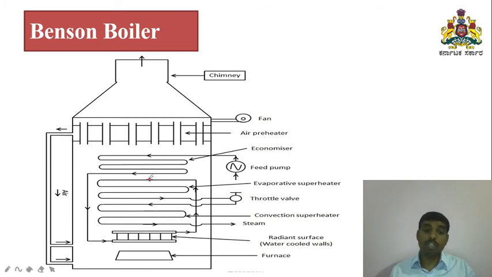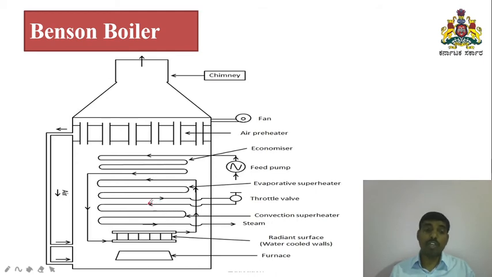From the radiant superheater, the preheated water from the economizer will be converted into saturated steam. This saturated steam again flows to the evaporative superheater. There it will be converted into superheated steam with a minimum pressure and temperature, and afterwards it will flow to the throttling valve. From the throttling valve it is again sent to the convective superheater. Here the pressure and the temperature will be more than 220 bar as well as 540 degrees centigrade.